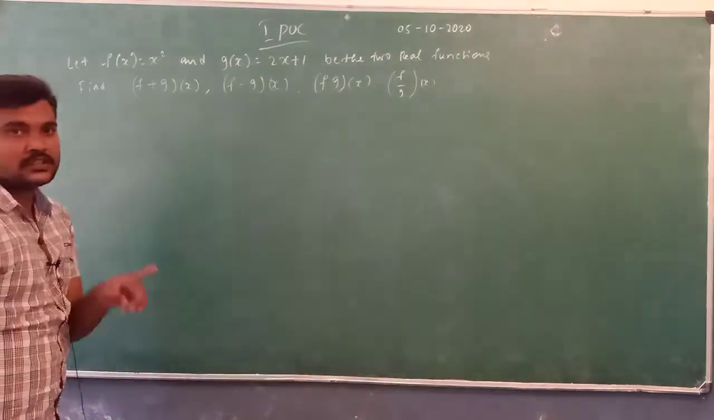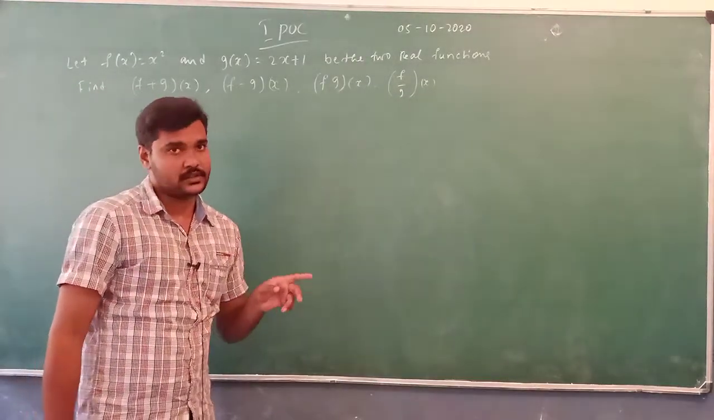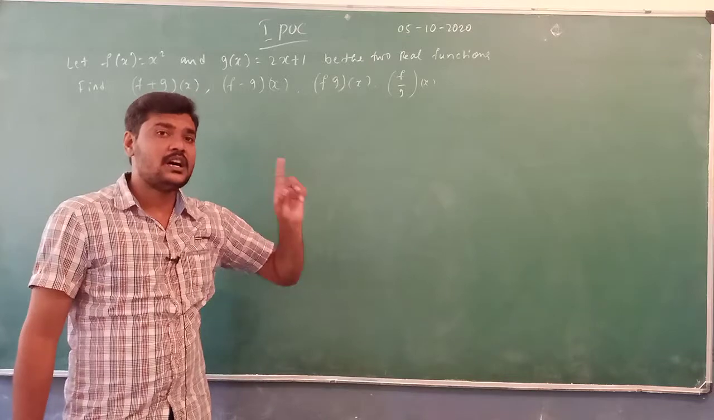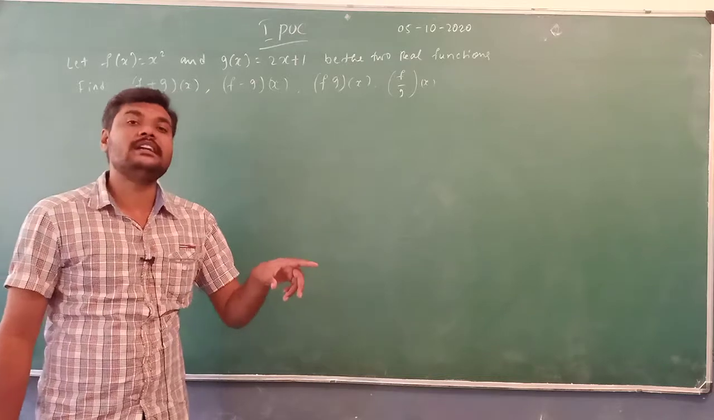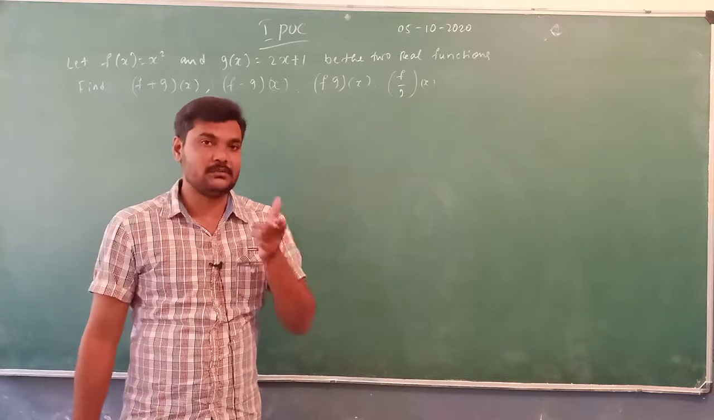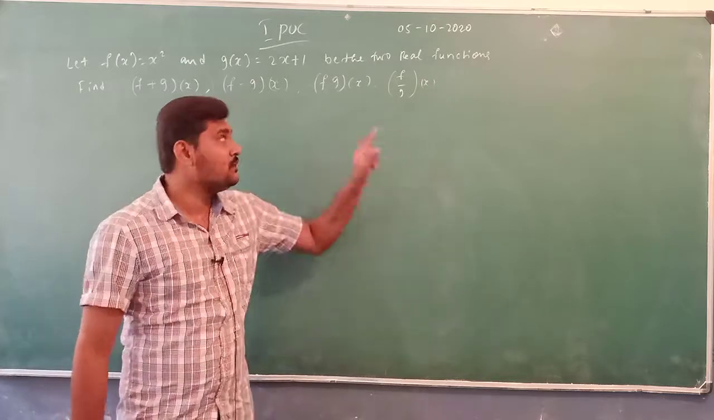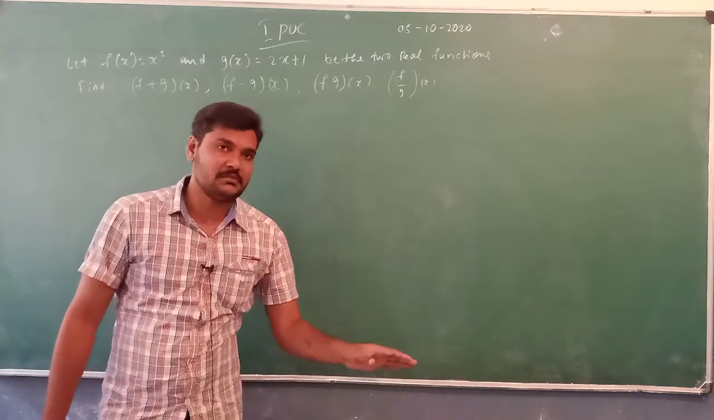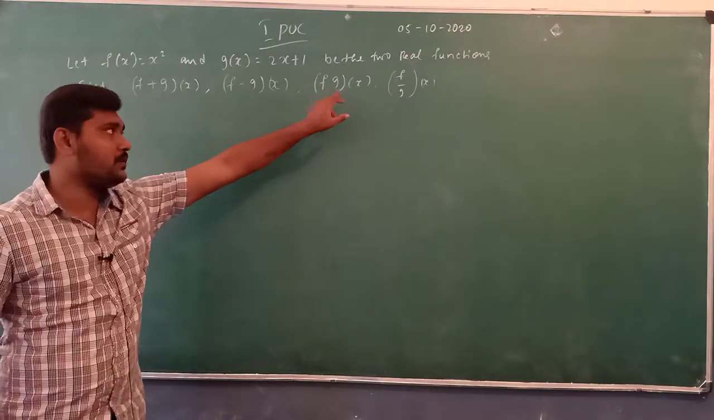They are the two real functions. Already I have discussed the topic of the real valued function as well as the real function. In a real function, the complete domain as well as the range is the real numbers, whereas for a real valued function, the domain and the codomain may be real numbers or a subset of the real numbers. So here we need to find (f plus g)(x), (f minus g)(x), (fg)(x), (f by g)(x).